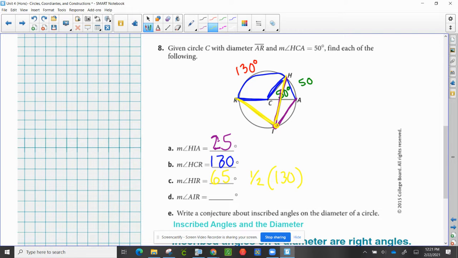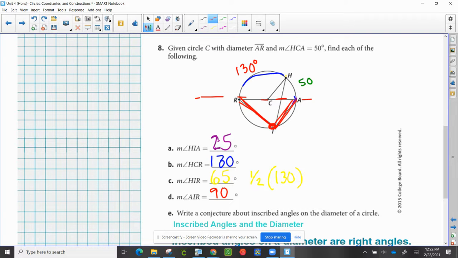Lastly, let's find the measure of angle AIR. I'm going to erase this a little bit in the middle here so I can get a cleaner picture. Next, they want us to find the measure of AIR. Now, this is an inscribed angle opening up to a diameter. We know from our previous conjecture for letter E, anytime we're opening up to a semicircle, we have a right angle. So that one should be 90 degrees.